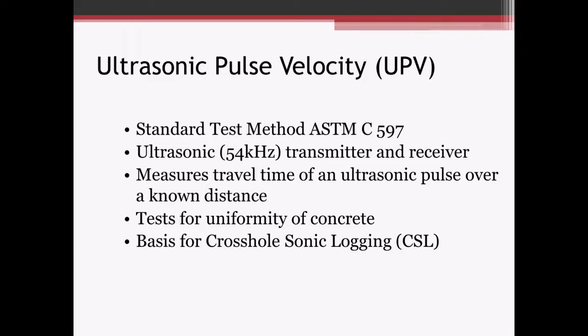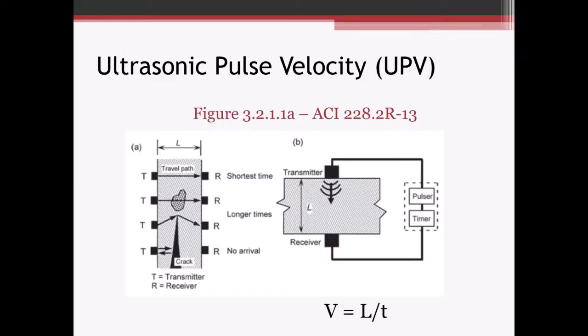And we're measuring the time of that ultrasonic pulse over a known distance. So if we know the wall is 16 or 18 inches thick, we know when the wave goes into the wall, and then we know when it's received on the other side of the wall. And we can find areas of non-uniform concrete that way. As I stated, it's the basis for cross-hole sonic logging. I'll show some images on that shortly. So this is an image out of ACI 228.2.